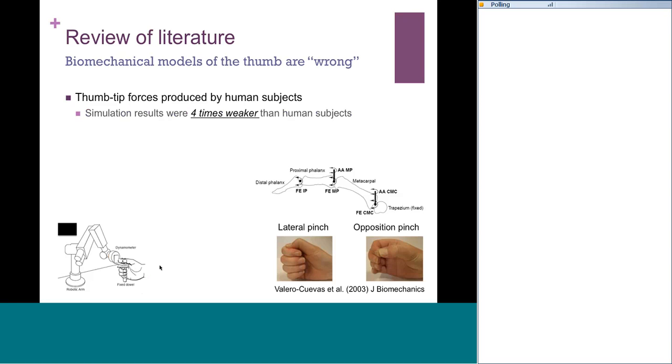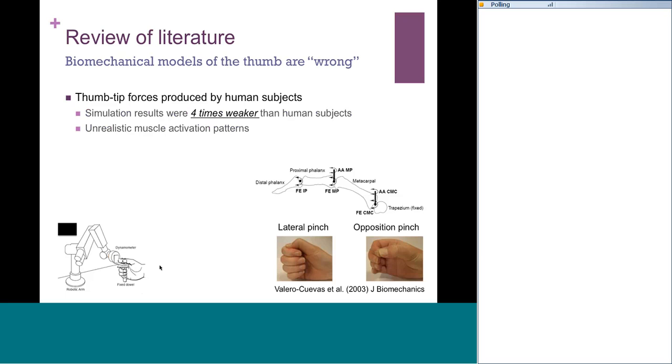But like I said, if you're just reviewing the literature, one of the things you might stumble across is the conclusion of this paper was that the simulations were unable to replicate the human subjects' data. The simulation results were not a little bit off, they were 4 times weaker than the human subjects.